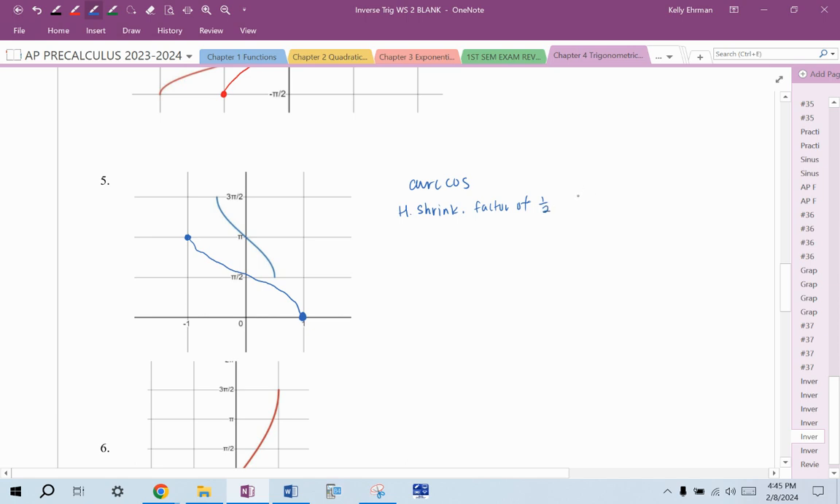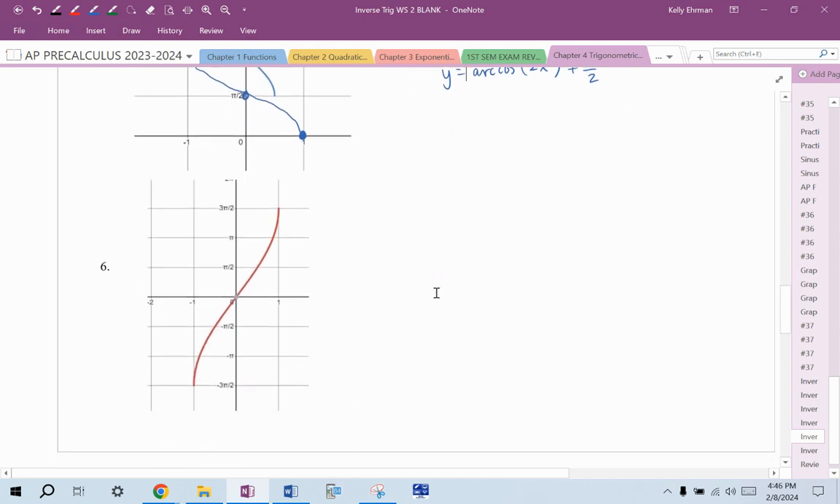Now, what does that mean? That means that every x value got divided by 2. And what does that mean? It means that we put a 2x in the parentheses. So this is arc cosine of 2x. And then also there's been a vertical shift. This point is now up pi over 2 units, so plus pi over 2. And I'll just make it an equation by making it y equals.